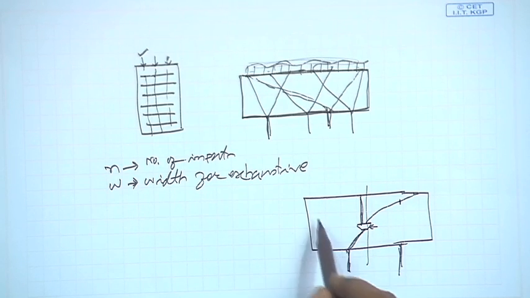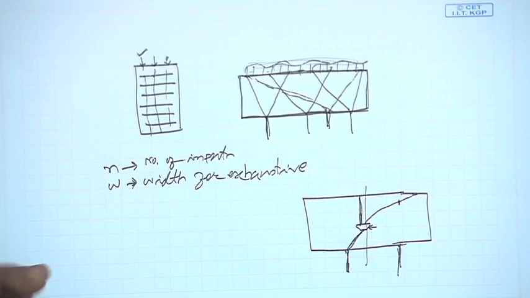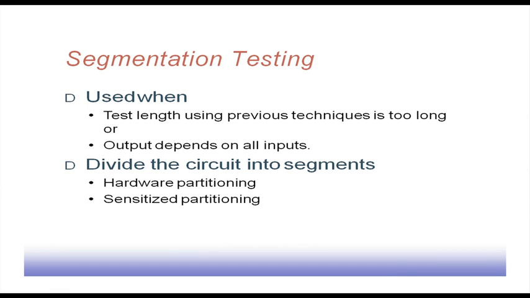So, we can now partition the circuit and do this testing. Whether it is possible or not depends on the circuit. We can do hardware partitioning, which is possible if the hardware can be modified by the designer, so that the hardware can be divided into portions, or we can do sensitized partitioning, where physically the partition is not there, but it is achieved by applying some control signals.